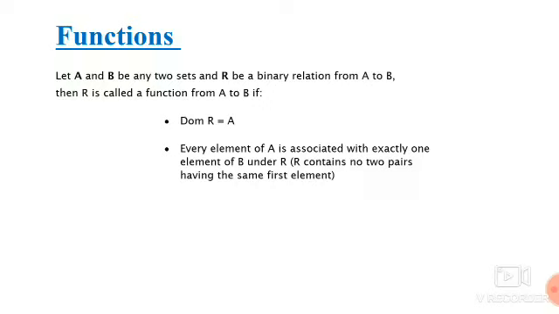Then R is called a function from A to B if, first condition, the domain of the relation is equal to set A, and every element of A is associated with exactly one element of B under the relation. Or we can say the relation contains no two pairs having the same first element. Function is basically a relation from A to B which satisfies these two conditions. The relation which satisfies these two conditions is called a function.